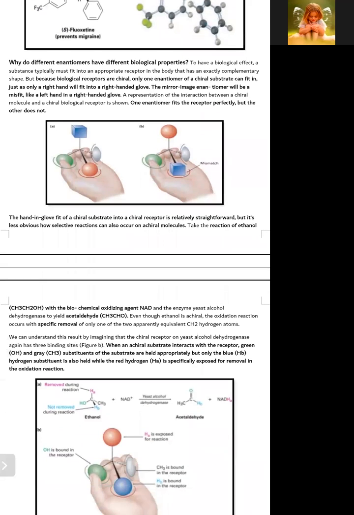Then the other question is, why do different enantiomers have different biological properties? Because biological receptors are chiral, only one enantiomer of a chiral substrate can fit in it. Just as only a right hand will fit into a right hand glove, the mirror image enantiomer will be a misfit, like a left hand in a right hand glove. One enantiomer fits the receptor perfectly, but the other does not.